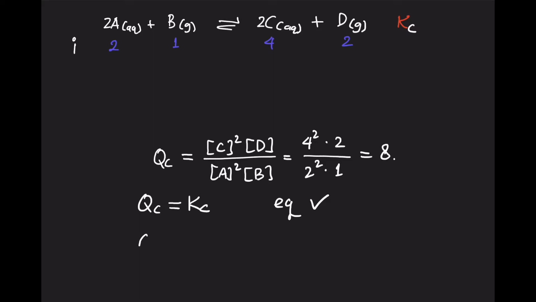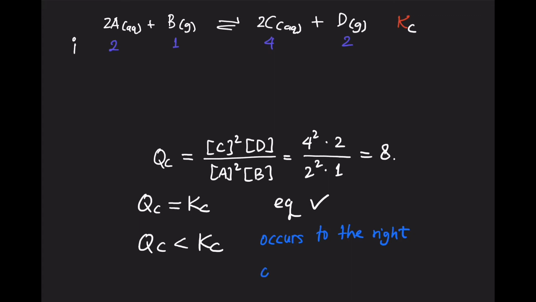However, if the QC is smaller than KC, this means that the reactant overcomes the product. So this part is way too big. That's why the Q is very small. Because the reactant is way too much, the reaction will occur to the right. So it will form products.